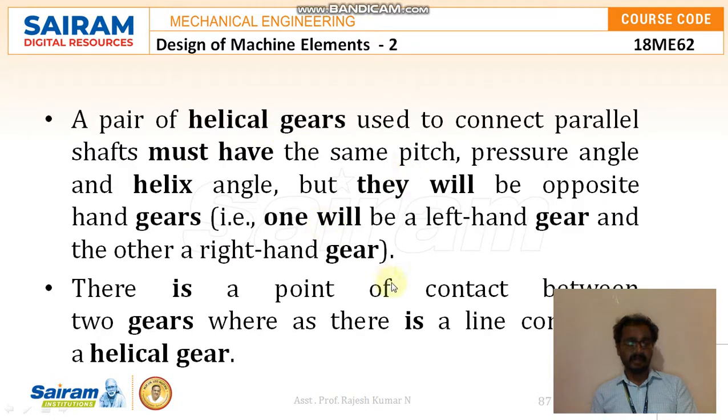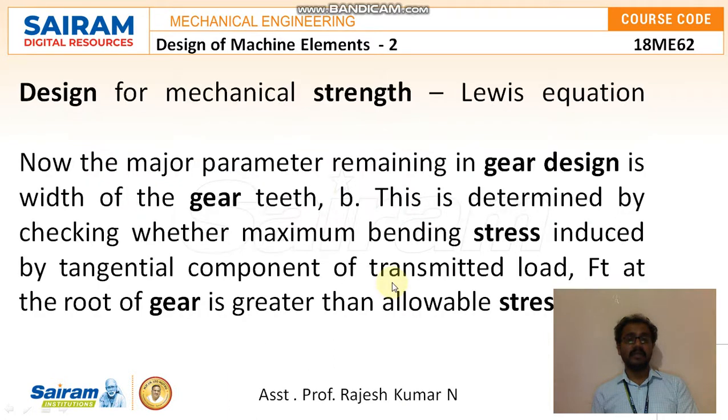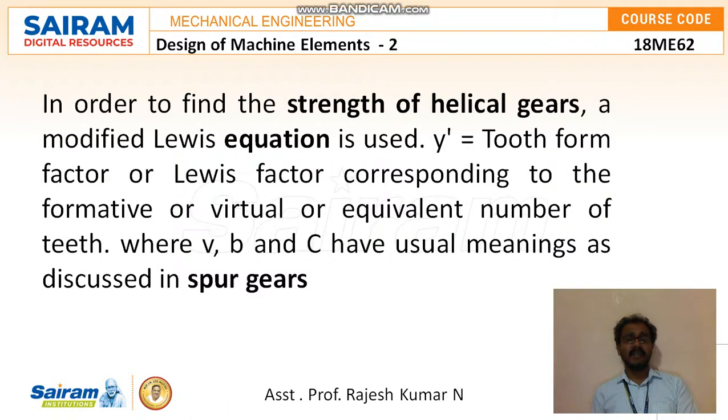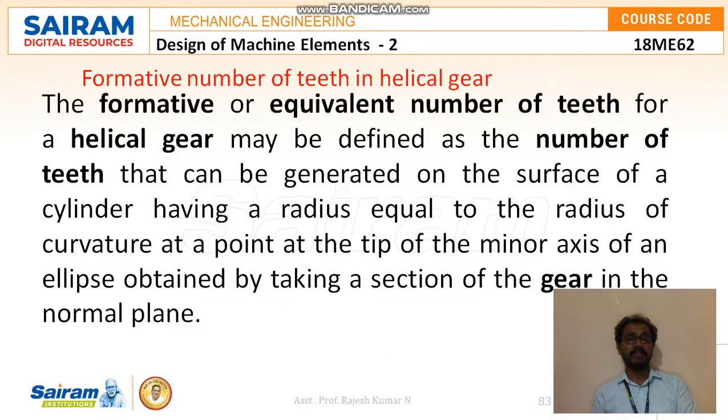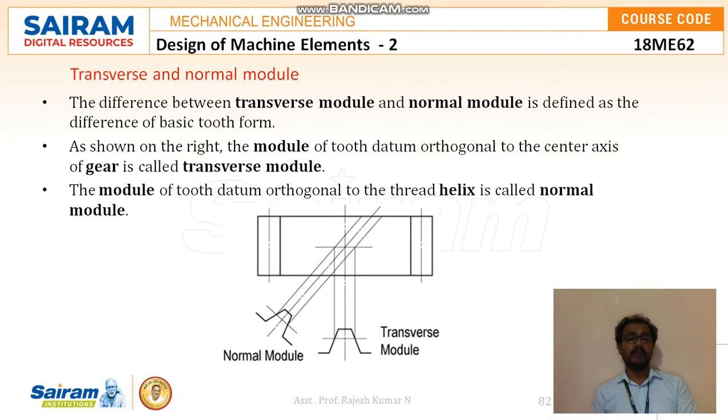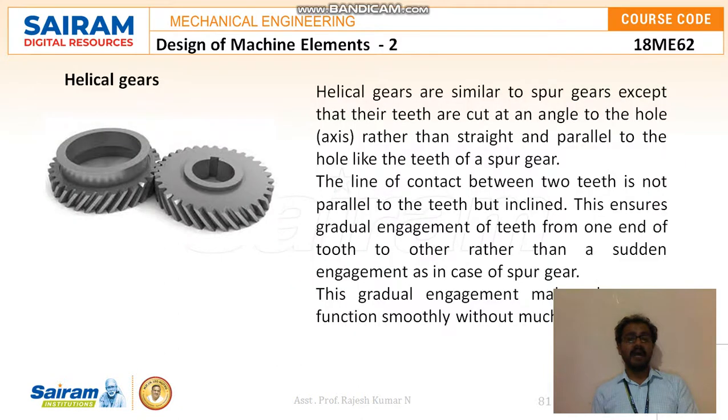With this, all the basic design information gets completed, except a few changes like the modified Lewis equation, the ranges they follow in industrial machines, the formative number of teeth concept, and the transverse and normal module. We will follow the same design procedure for solving helical gear problems. Correctly speaking, not solving, we will be designing the helical gears. So before moving to the numericals, we will discuss the design procedure for helical gears once again. Then afterwards we'll move to the numericals.